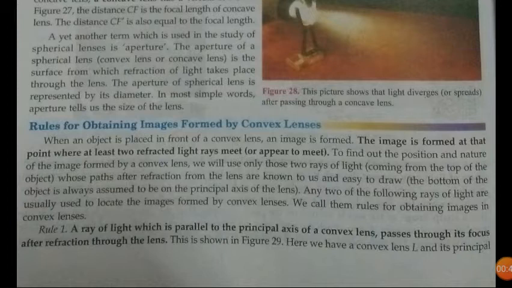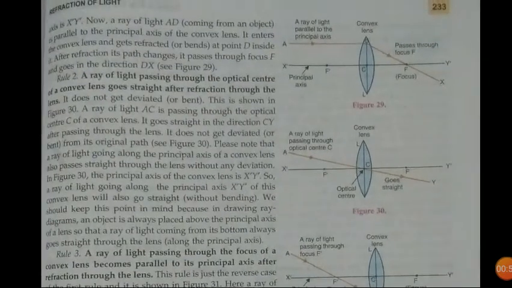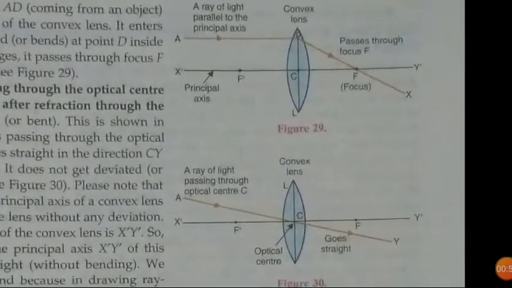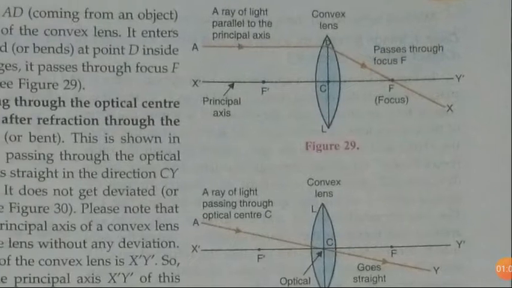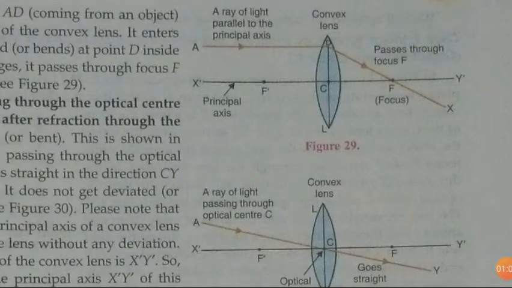So whenever we have to observe the image formation by the lens, we will always imagine two light rays. Okay. So let's see what the rules are. Here in front of you, you can see the first figure. This is telling us about the first rule.